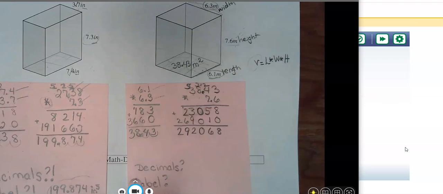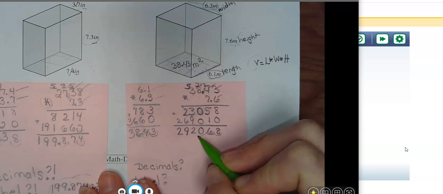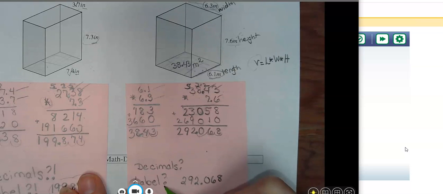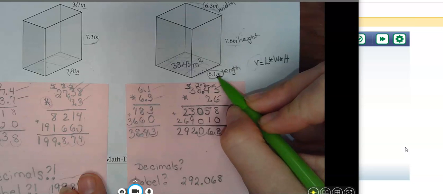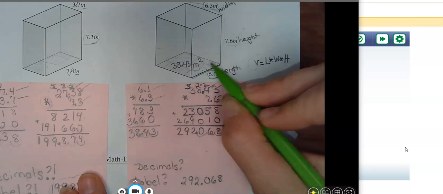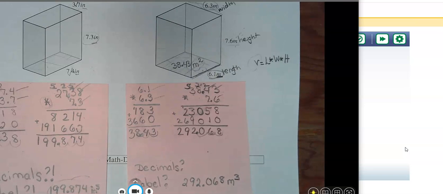All right, here we go. 1, 2, 3, 1, 2, 3. So your final answer should be 292 and 68 thousandths. What will the label be? Well, it's not just straight line meters. It's not flat square meters. It's going to be three-dimensional meters. We're putting cubes inside.